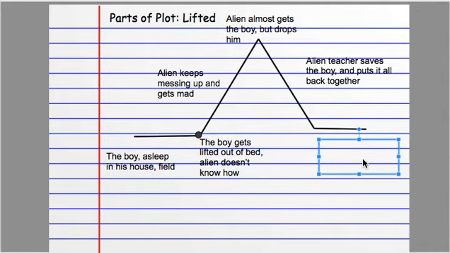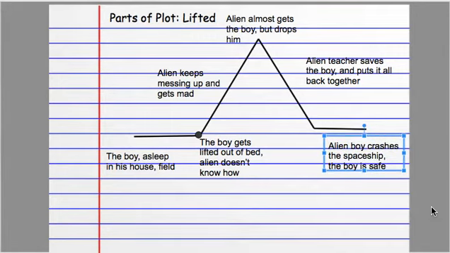Well, the alien boy gets to drive the spaceship, right? But he crashes the spaceship. The boy is safe, barely, right? The rest of his house is gone, but at least he's safe. That's how our story ends. Go ahead and take a second to catch up if you need to. Think about it as you go, where all of these parts are in our story.